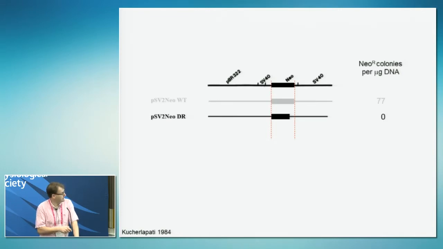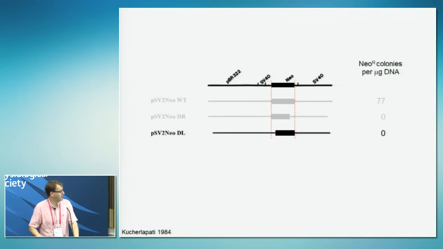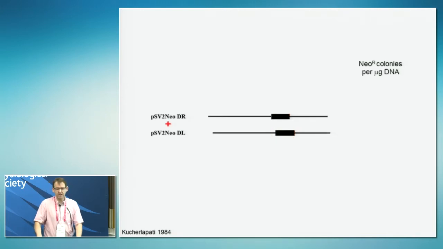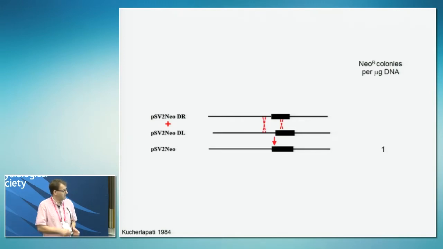A very simple experiment they did was then just to truncate this neomycin gene slightly. It's called DR, deletion right. If you put this in, nothing happens. If you make a similar clone, deletion left, put that in, you get no colonies. They then did this experiment and put the two plasmids in together, so neither coding sequence by itself can work, but they can recombine, and you get a small amount of recombination.